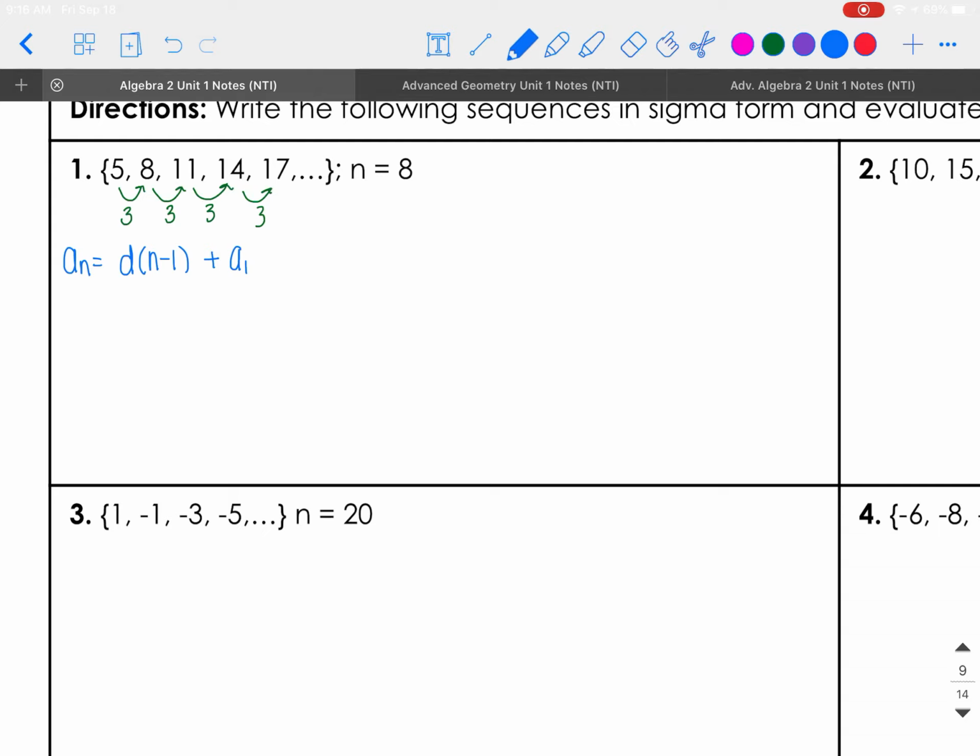And that formula is generic. We're not plugging in. Right now, we're not dealing with that 8. We're not finding the 8th term. That part is coming, and we'll use that 8 in just a minute.